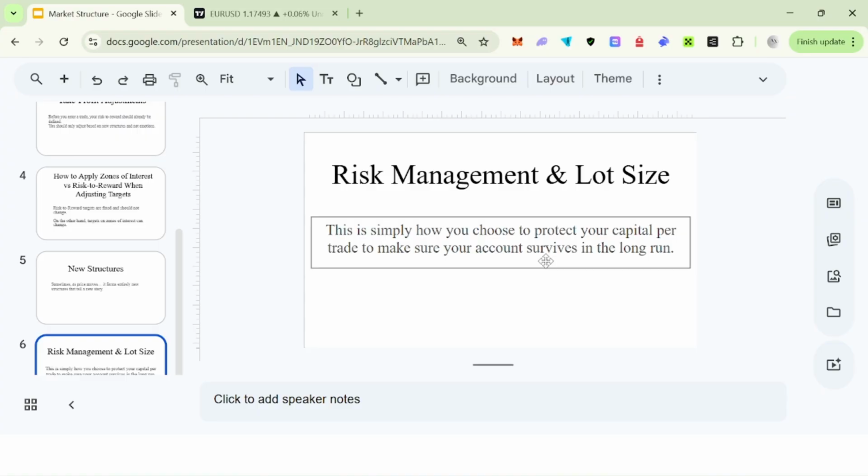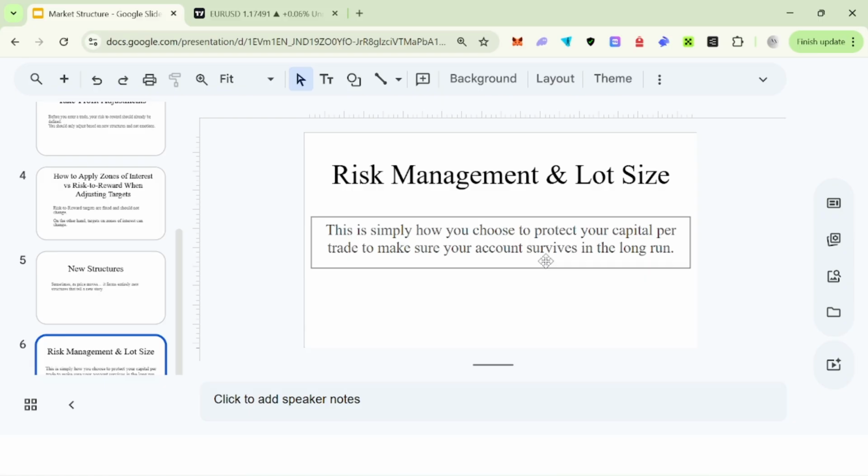So for instance, you have a trade that is 50 pips, your risk should be $100. If you have a trade that is 100 pips, your risk should be $100. If you have a trade that is 20 pips, your risk should also be $100. Now, when you do that, you are actually being professional and you are helping your capital to stay safe instead of using a fixed lot size.